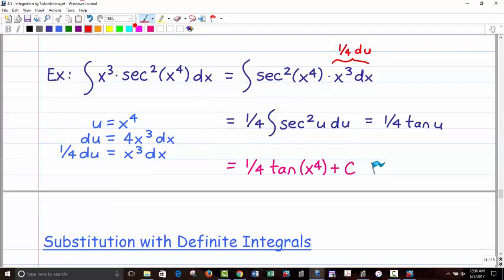So how about this next one? Let's see what we have here. All right, so we're going to let u be x to the 4th. And then du is 4x cubed dx. So 1/4 du equals x cubed dx.